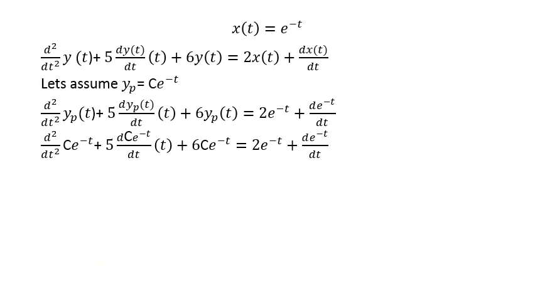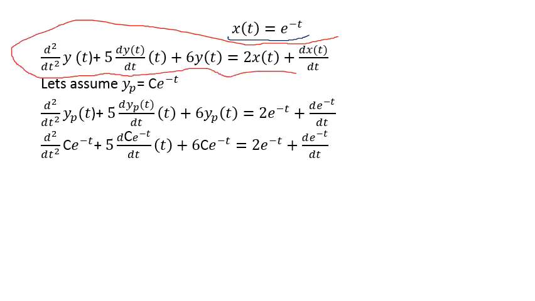So let's consider one more example. Here we are given the input x(t) equal to e^(-t), and the given system is the double derivative of y(t) plus 5 times the single derivative of y(t), plus 6y(t), which is equal to 2x(t) plus dx/dt. I hope you understand this is the differential equation, and it's a second order equation, and we have to find the particular solution for this equation.